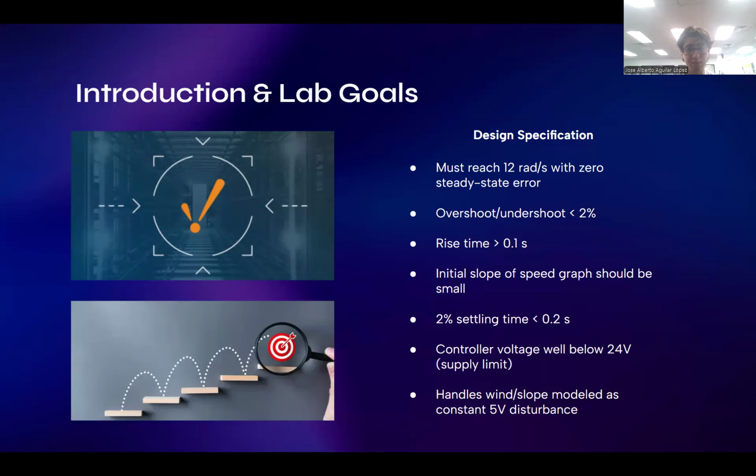It had to obtain an overshoot under 2%, a rise time greater than 0.1 seconds in order to guarantee that it meets adequate speed and slope requirements. It also had to have a settling time of less than 0.2 seconds, and we needed to use less than 24 volts throughout the whole experiment.